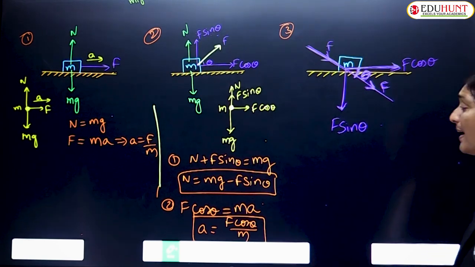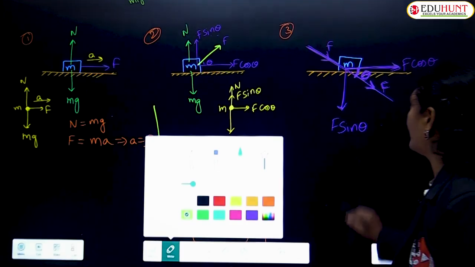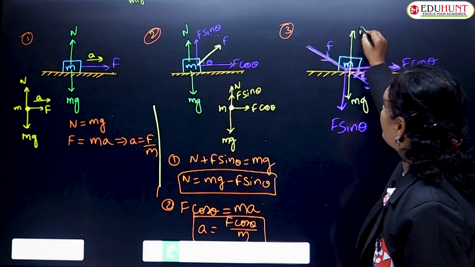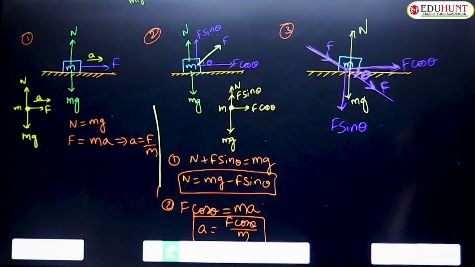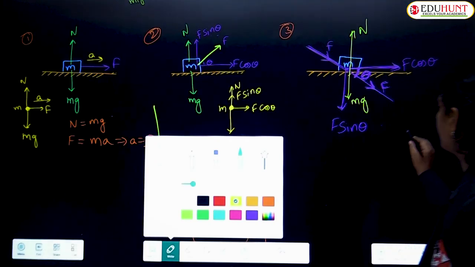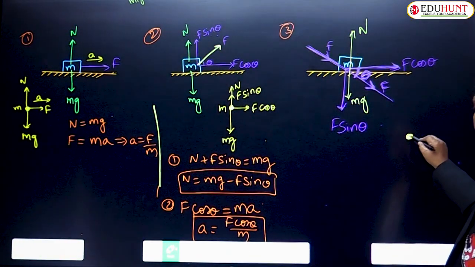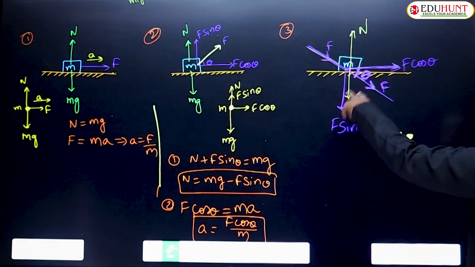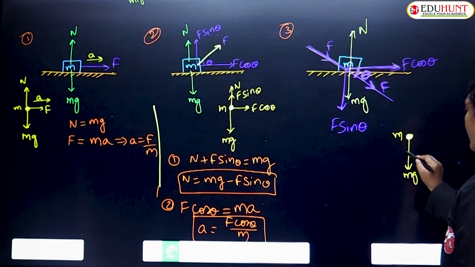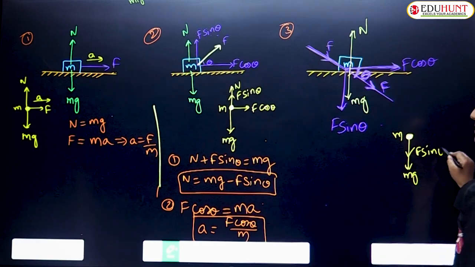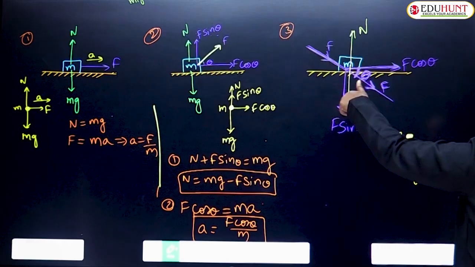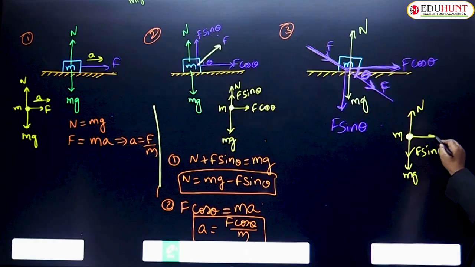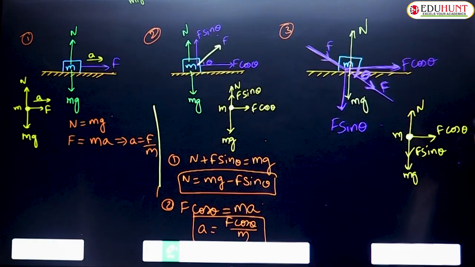Is that clear, children? Apart from that, identify the forces that are acting. No doubt, the weight of the body mg is acting downwards and the normal reaction force is acting upwards. If you draw the free body diagram for this picture, the dot indicates the body of mass m. In the downward direction, how many forces are acting now? One is the weight of the body and the other is F sin theta. Earlier F sin theta was acting upwards, now it is acting downwards, whereas the normal reaction is acting upwards and the pushing force is given by F cos theta.